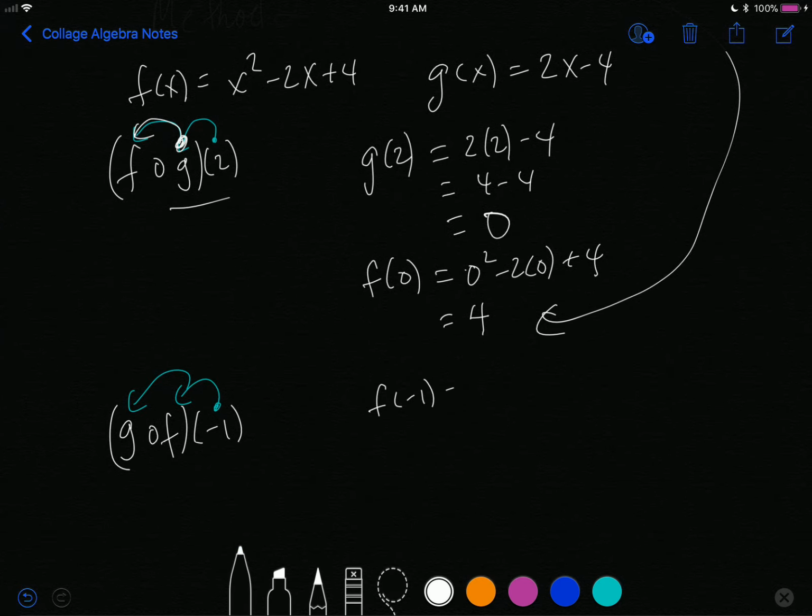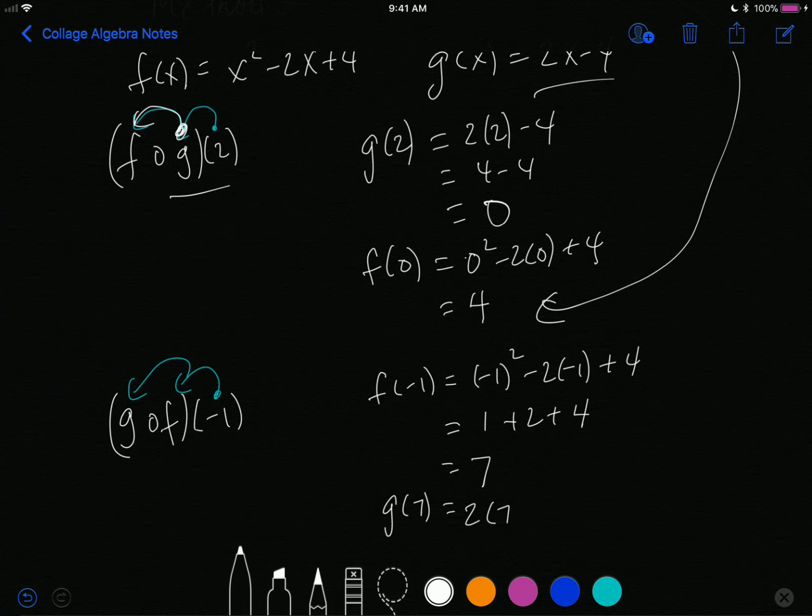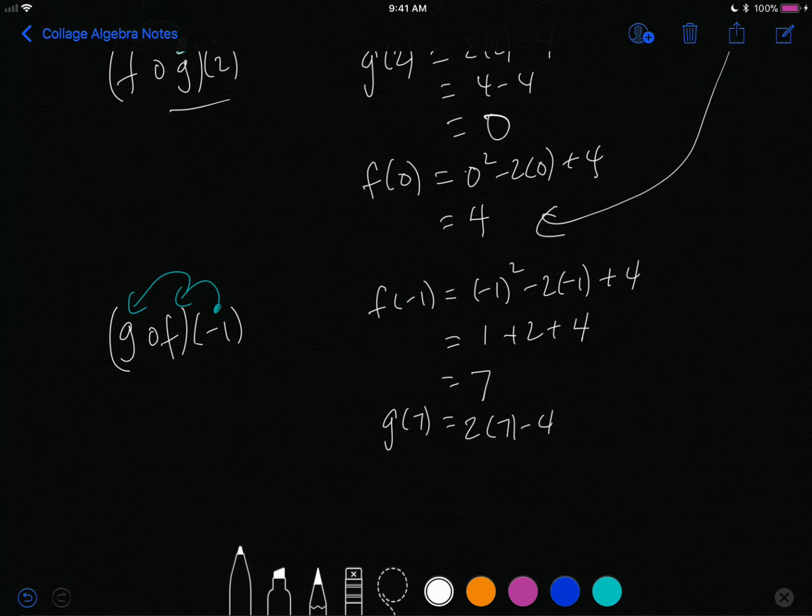F of negative 1 is negative 1 squared minus 2 times negative 1 plus 4. That's 1 plus 2 plus 4, that's 6, 7. And now I take 7 and I plug that into g. G of 7 will be 2 times 7 minus 4. And so that is equal to 14 minus 4, and that's equal to 10. And there you go. G of f of x.